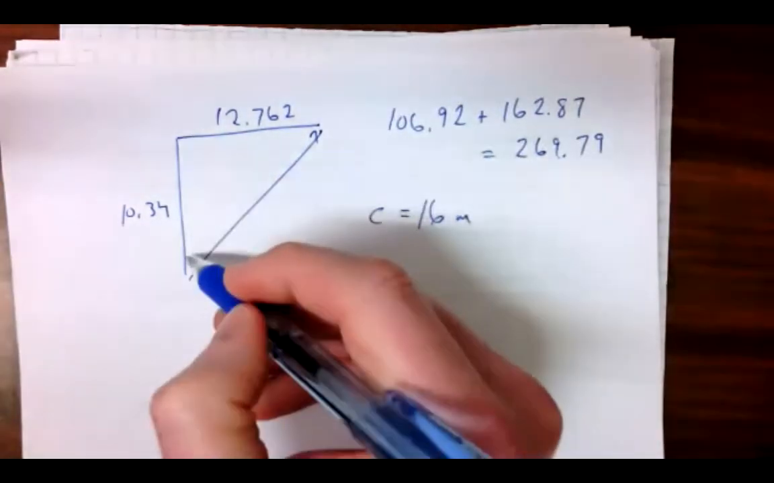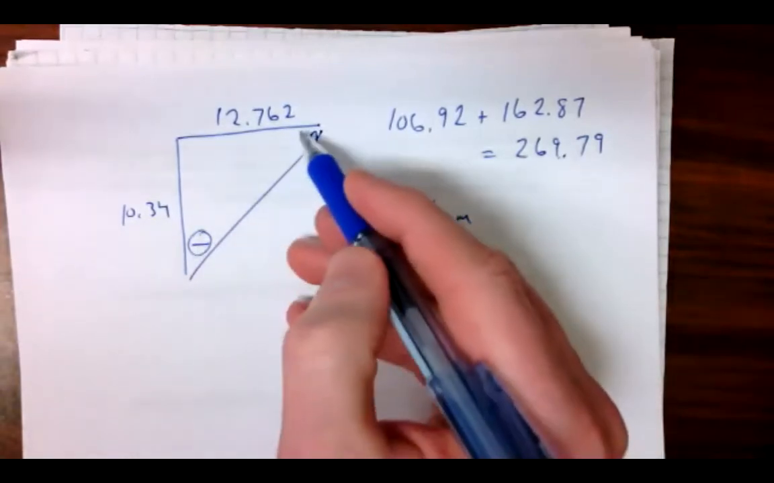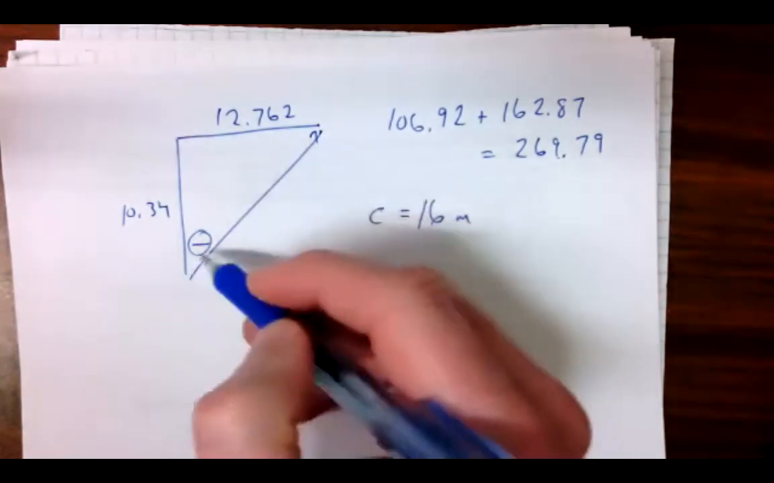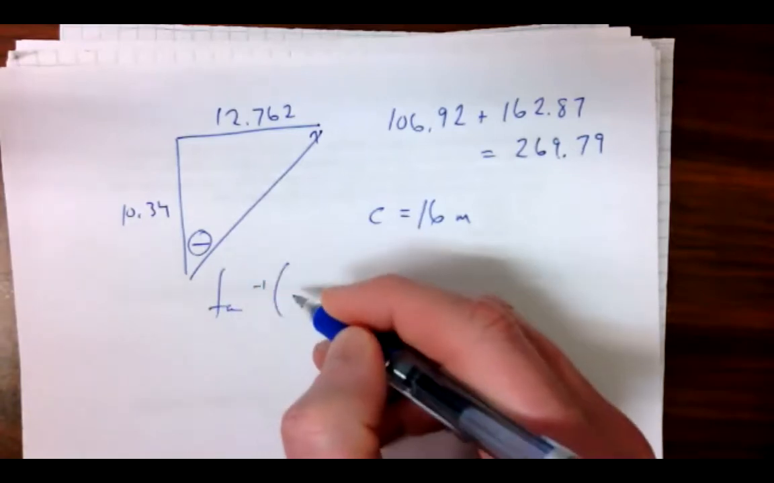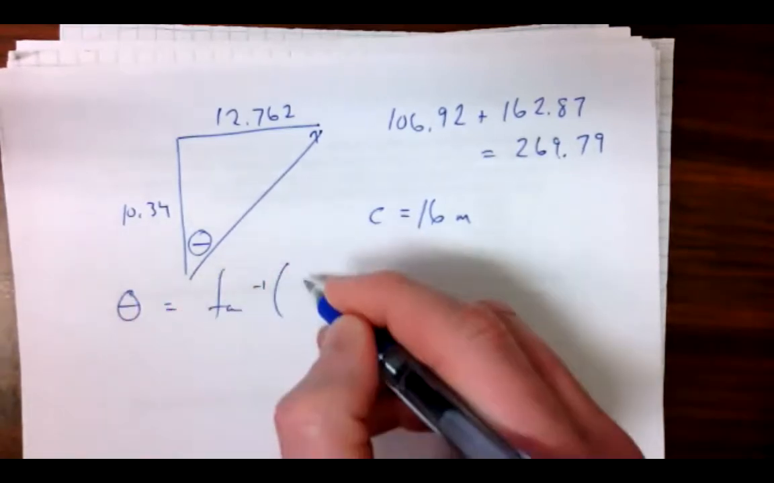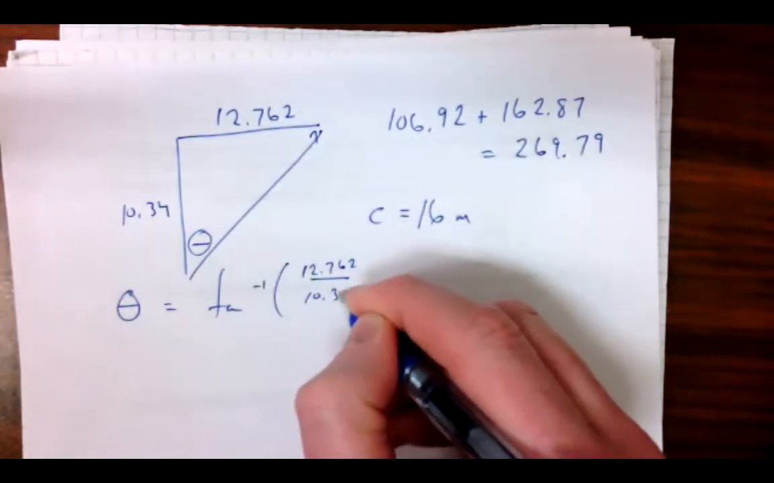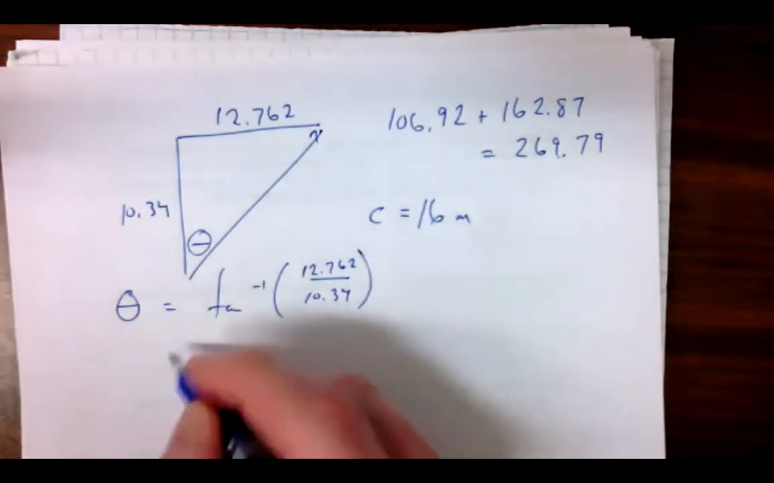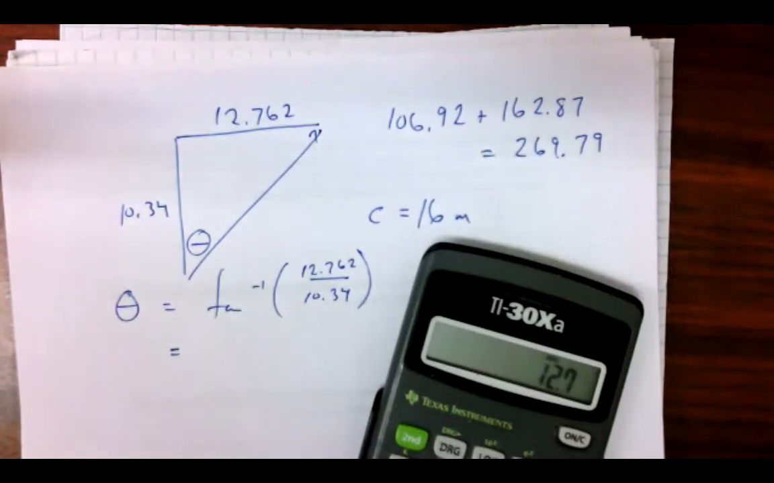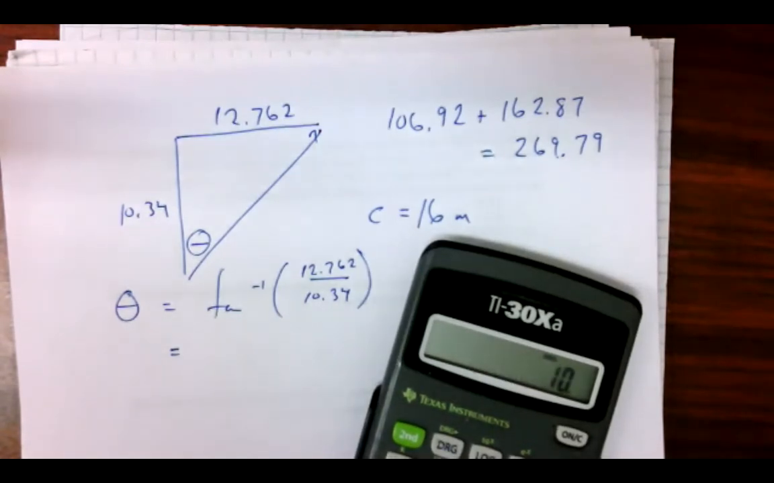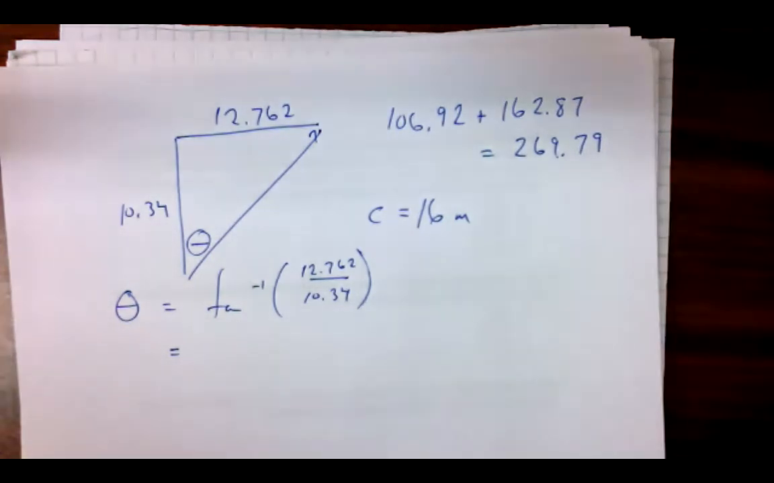Now, because it's north and east, this is the angle that we're looking for, as opposed to west and south. So inverse tan of opposite over adjacent. Opposite is 12.762, adjacent is 10.34. So if I do 12.762 divided by 10.34 equals that, second tan, 51 degrees.